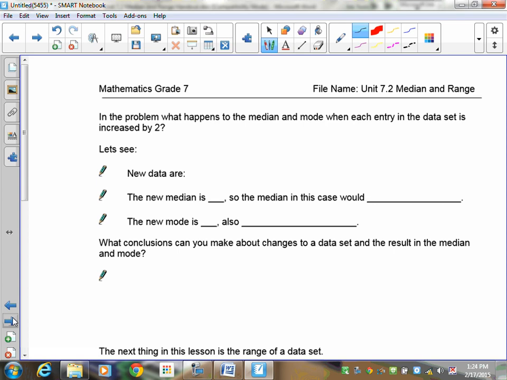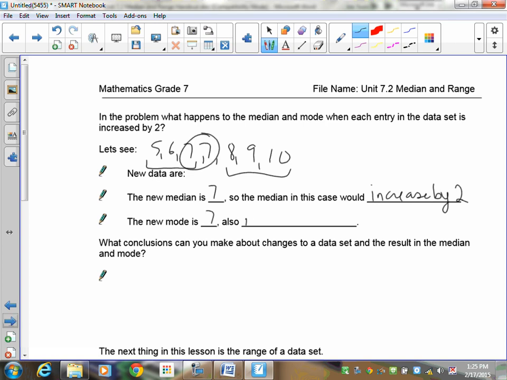Okay, so here's your new set of data. You should have now got 5, 6, 7, 7, 8, 9, and 10. And again, look at this. The new median is 7. So the median in this case would increase by 2. We added 2 to all the data, so the median increased by 2. The new mode is 7. It also increased by 2.